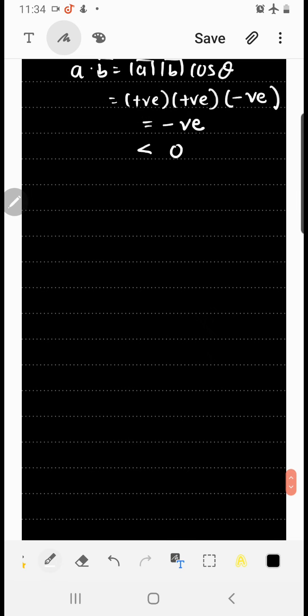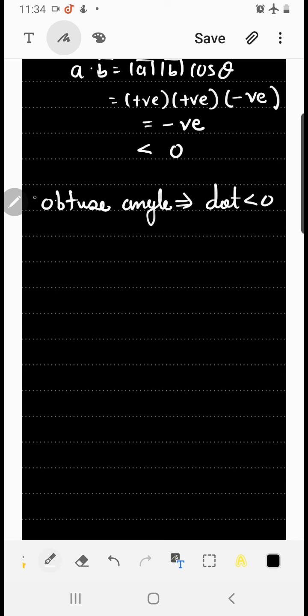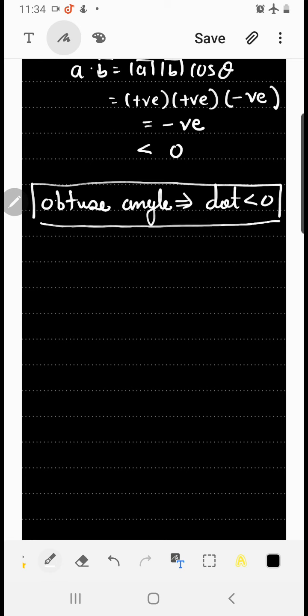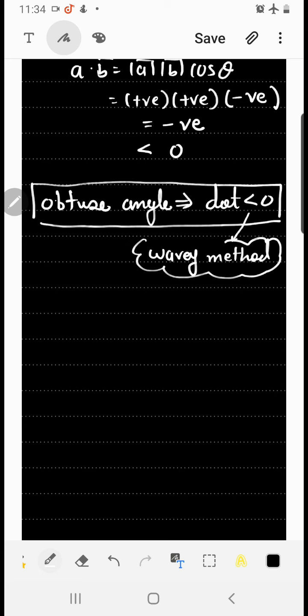Which means from now on, whenever the word obtuse angle comes, if you see obtuse angle, can I say this implies the dot product is less than 0? So this is the condition for obtuse angle. Again, you say inequality, and when we say inequality, which method comes to mind? Wavy method. So we'll go for the wavy method to solve this type of question.